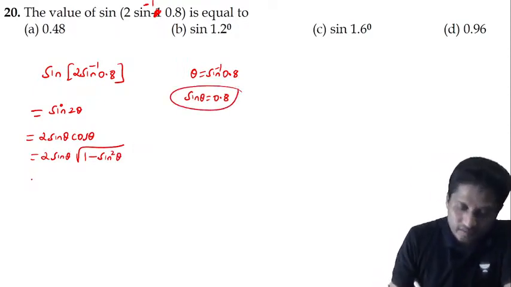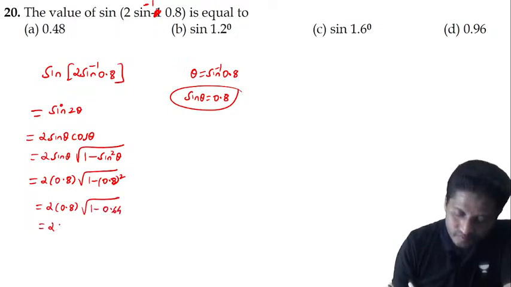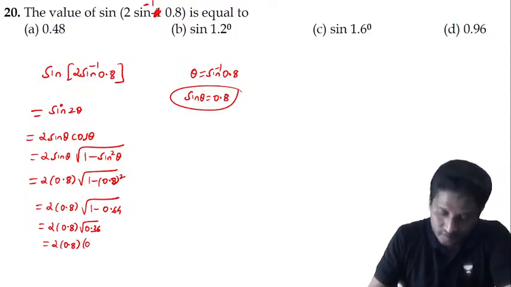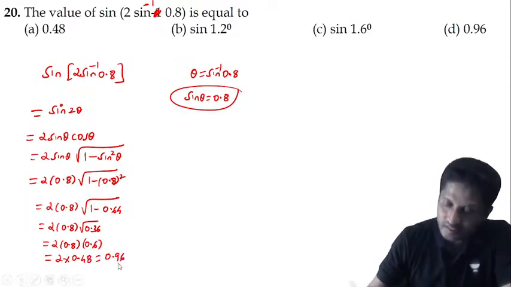If I substitute here, this is equal to 2 into sine theta, which is 0.8, into root of 1 minus 0.8 the whole square. 2 into 0.8 into root of 1 minus 0.64. 2 into 0.8 into root of 0.36. Okay, 2 into 0.8, root of 0.36 is 0.6. 6 8 is 48. Okay, 0.48 into 2 will be equal to 0.96. That's the last option.